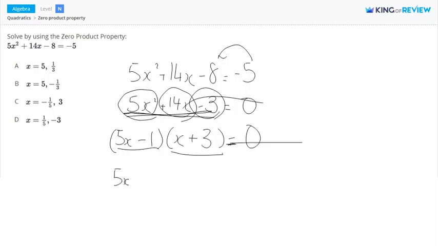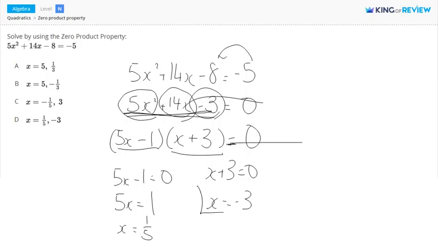So let's write it out. 5x minus 1 is equal to 0. Add 1 to both sides. 5x is equal to 1. Divide 5 to both sides. x is equal to 1/5. And then when is x plus 3 equals 0? Well, that's just when x is equal to negative 3. And so this and that is going to be our answer. And therefore, D is our answer.